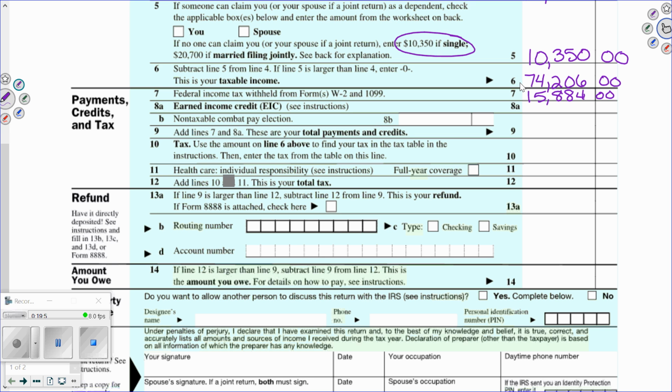All right, 8A, earned income credit. Do we have anything about earned income credit in this example? No, we don't have anything, so we don't have to worry about that. 9, add lines 7 and 8A. These are your total payments and credits. That's pretty easy to add. So 15,884.